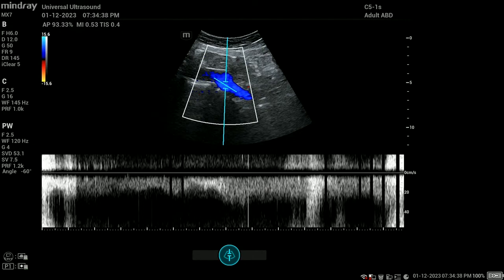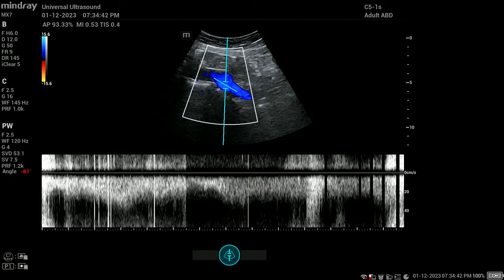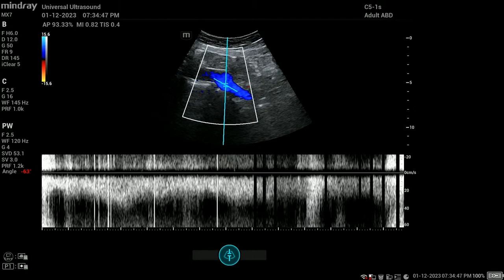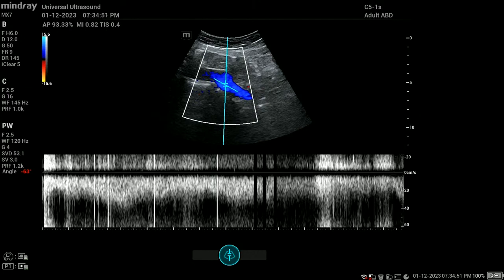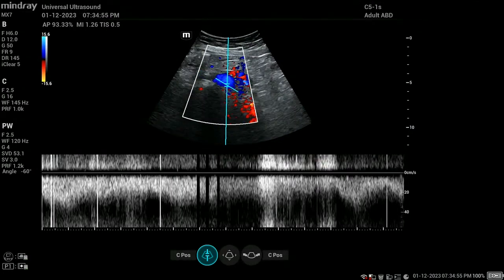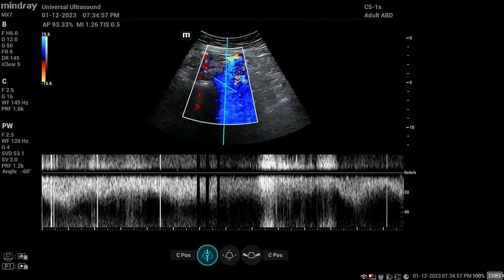And as I increase my sample gate size, you see how it creates more artifacts. So again, you want to keep it about 2. So let's keep that down to 2. Decrease our gain. And always, feel free to update your image as much as possible.